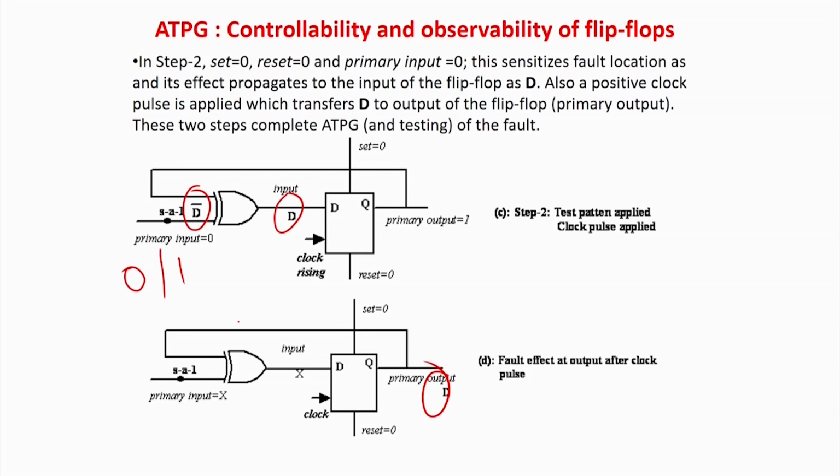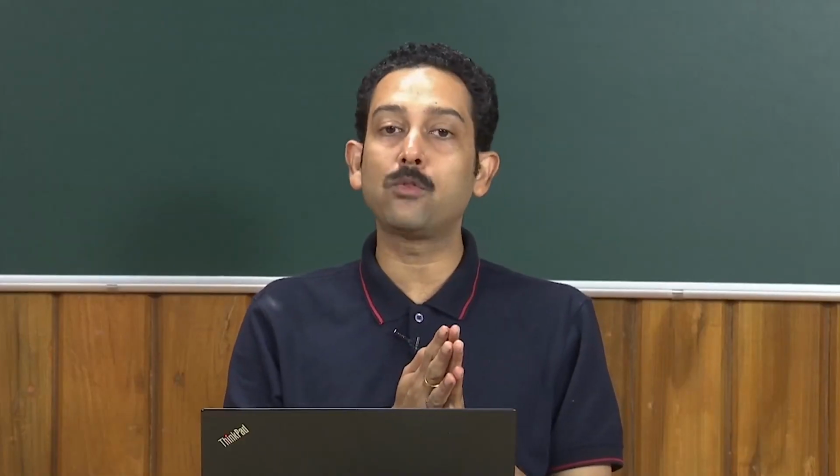Now, once the flip flop has been set to the required value, I put set equal to 0 and reset equal to 0, because I want normal operation of the flip flop. So, now again D has been propagated, then I put a clock pulse, and the output of D will be here. So, if the value is 1, the circuit is normal; if the value is 0, there is a stuck at 1 fault over here. So, what we have seen is that without set reset your problem is going to blow up.